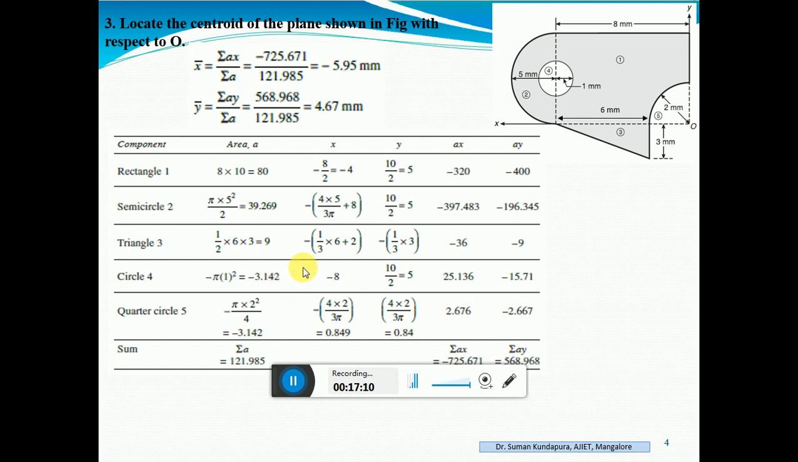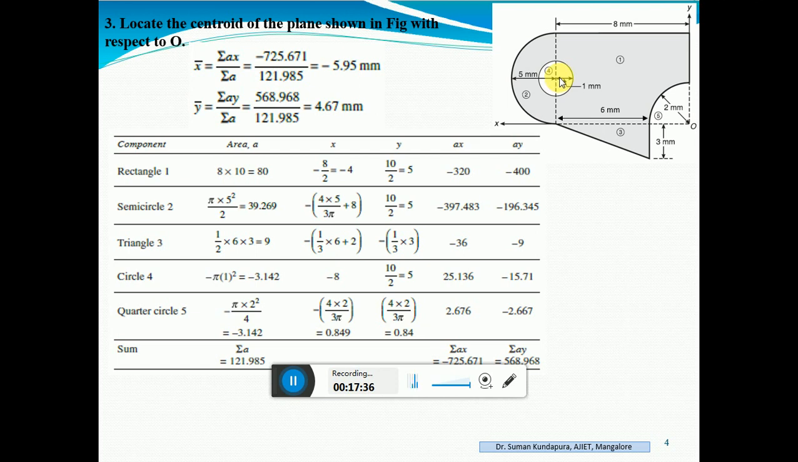Now I need to find out what is the x distance of the circle. CG will lie at the center point. We know for a circle it is r. Correct? So this is already included in this 8 mm. So the distance of the CG of the circle is at a distance of 8 mm from the y-axis.